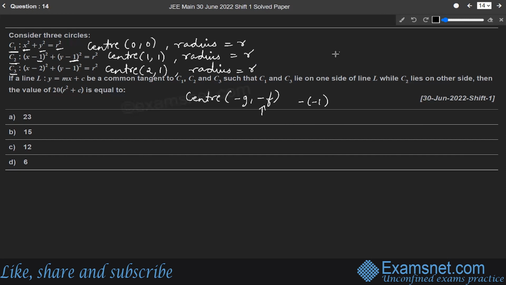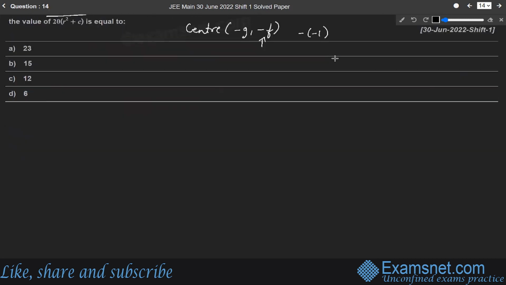And it is also given that there is a line which is y is equal to mx plus c, and this line is the common tangent to all the three circles. Means all the three circles have the common tangent, and out of three circles, two circles lie on one side and one circle lies on the other side. So firstly, let us see what is circle C1. It has center (0, 0). Since the center is (0, 0), the center of the circle will be on the origin, the origin of the coordinate axis.